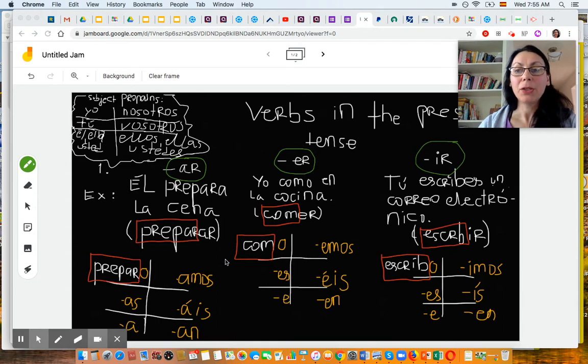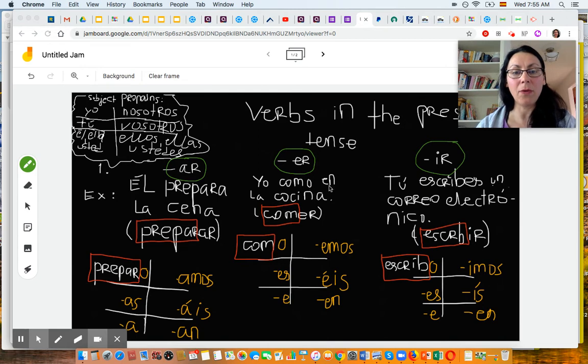Okay, so this happens to the other two kinds of verbs as well, ER and IR verbs. Here is an example of an ER verb. You have yo como en la cocina. The verb is comer. You take the stem of the infinitive form. When you remove the ER from the infinitive form, what's left of the verb is called a stem. To this stem, you add the endings for the present tense.